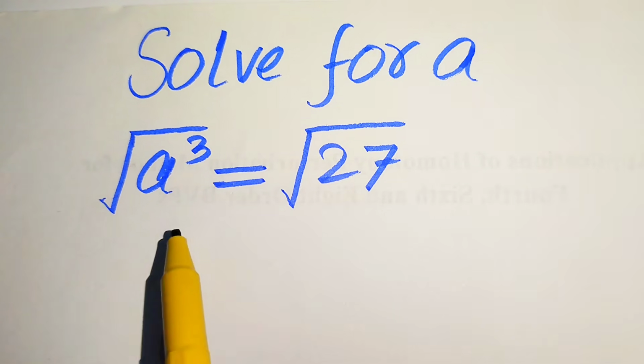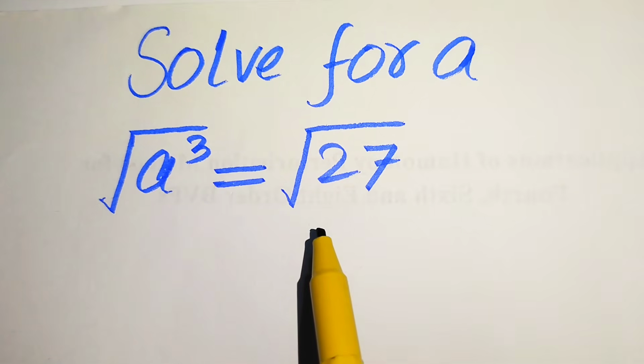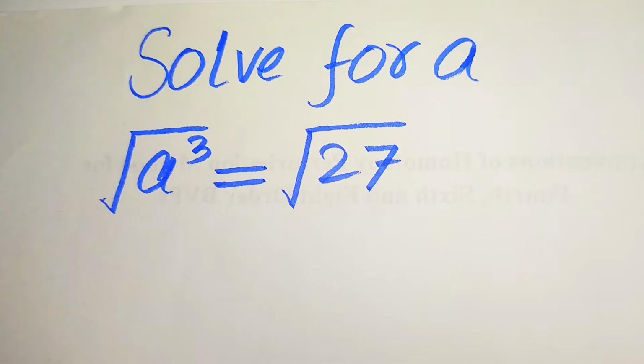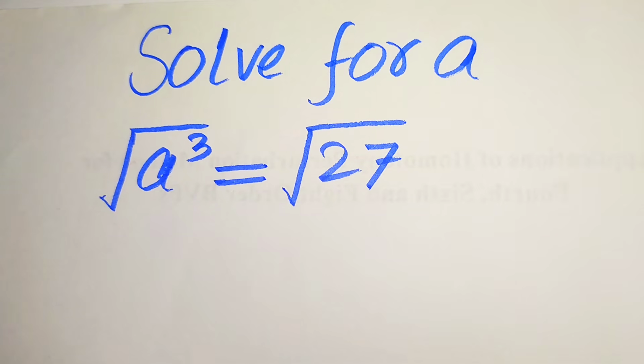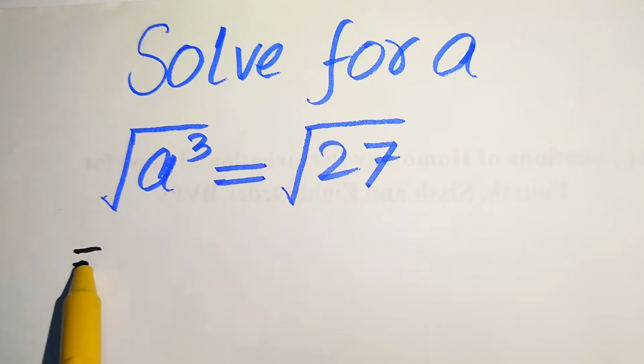So here we have a cubed square root is equal to the square root of 27, and we solve this problem for all the values of a. So here we need to find all the roots of this equation. You see that this is a cubic equation, so we find all the cube roots of this equation.